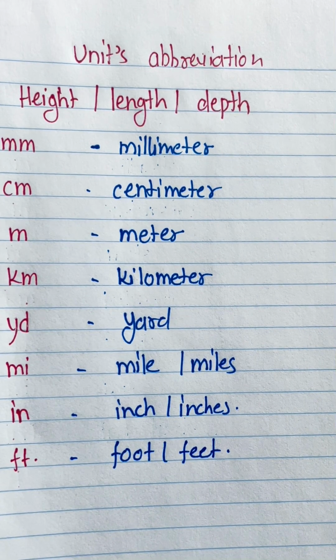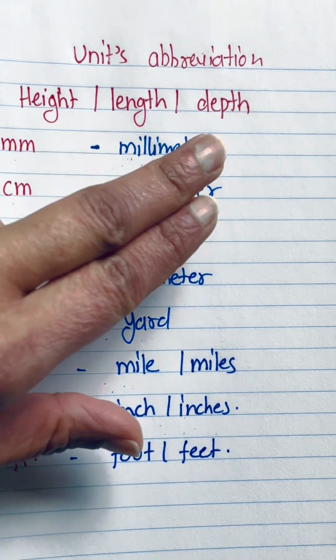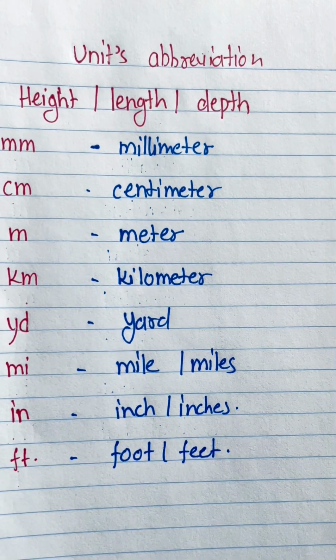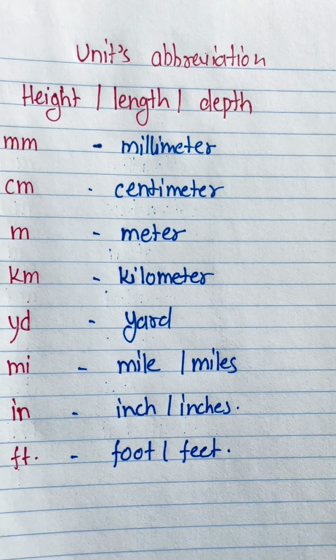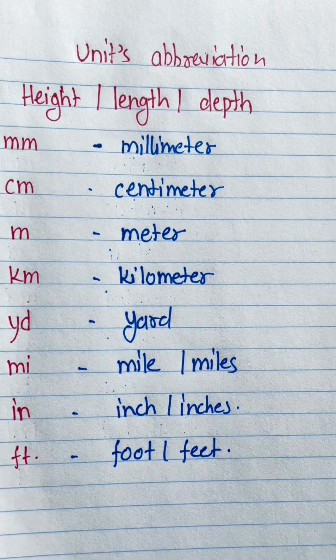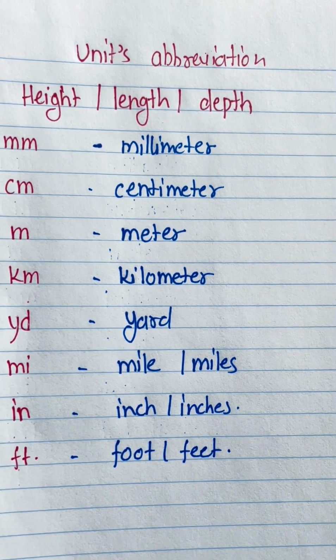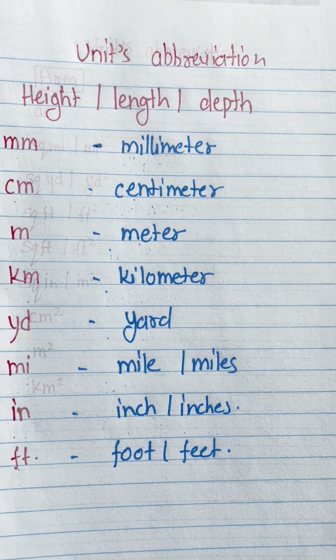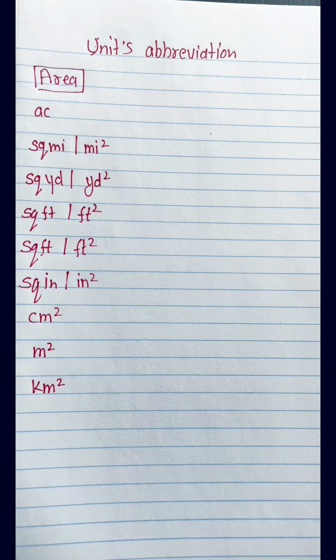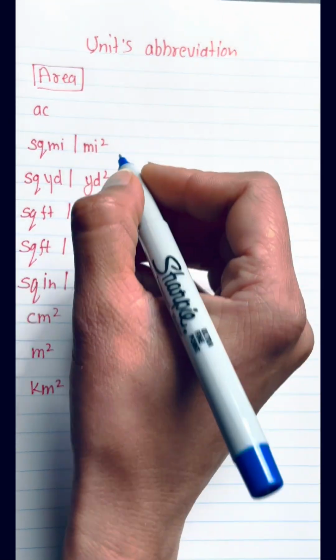So the units we use to measure height, length or depth may be in meters or yards or miles or inches. So the abbreviations for these words we use in English are mm for millimeter, cm for centimeter, m for meter, km for kilometer, yd for yard, mi for mile, in for inch or inches, ft for foot. And today we are going to learn about unit abbreviations, and today's unit is area.